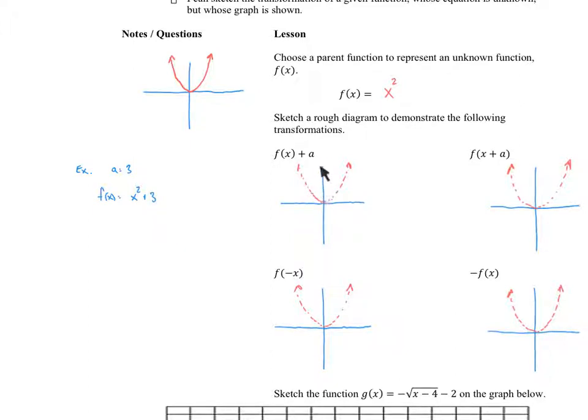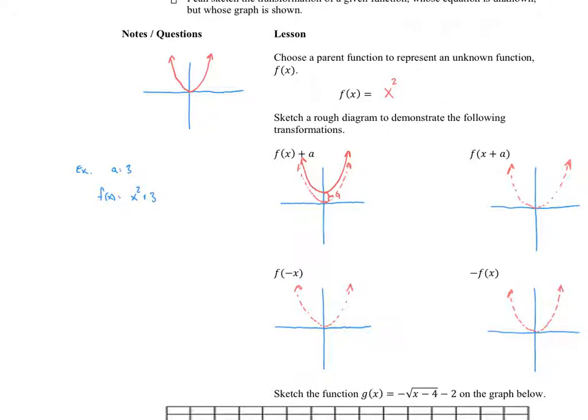So if it's a 5, it's going to go up 5 units. If it's a 10, it's going to go up 10 units. If it's a negative 10, it's going to go down 10 units. So this number on the end that's added to the end of the function controls a vertical shift. So let's sketch a picture of our function up here. All that's happened is it's shifted upward, and the distance that it's shifted by is a. It's shifted up a units.